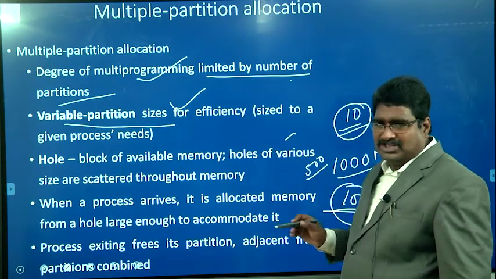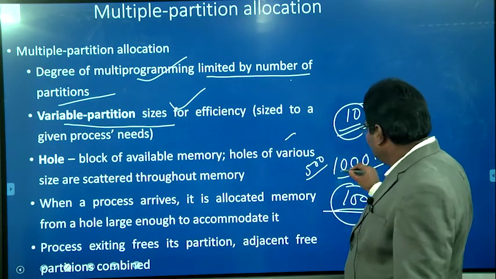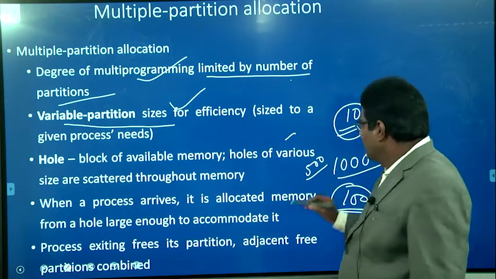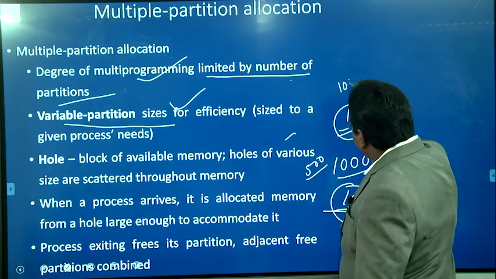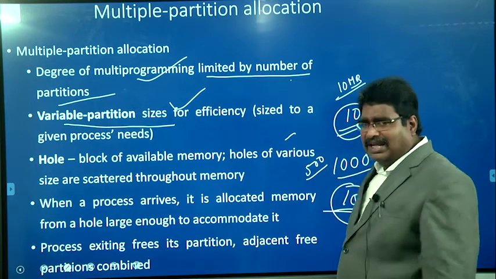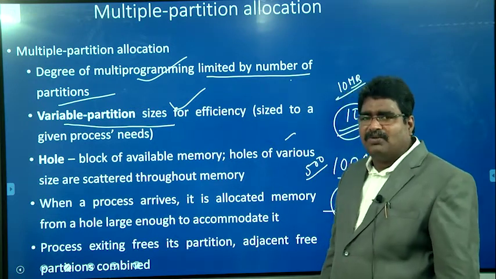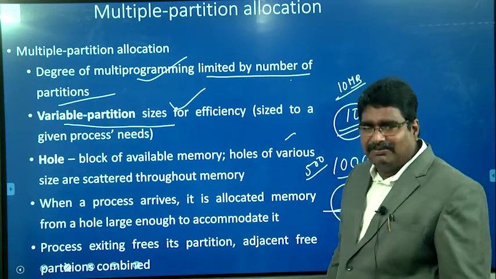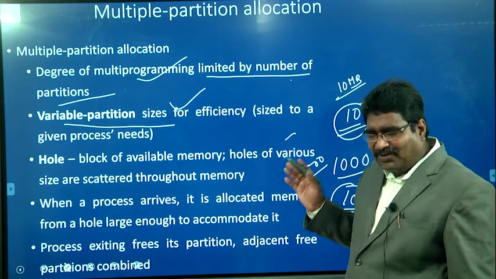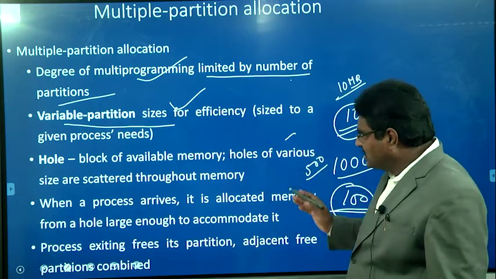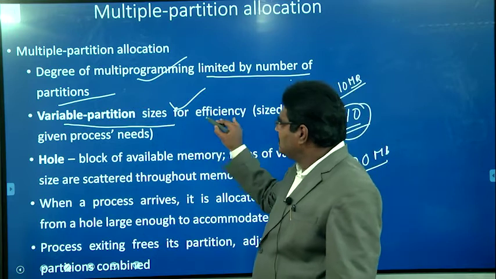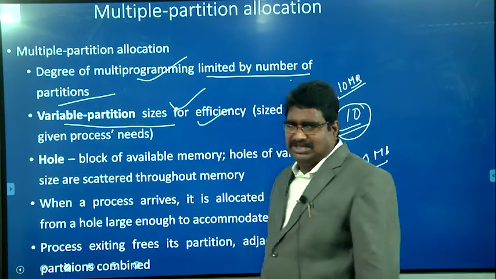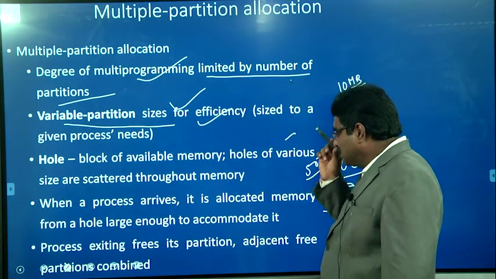Whenever we go for the fixed partition, we need to divide into only two partitions. For example, a user wants to run a process whose size is 10 MB. Then they are allocated the 500 MB partition, and 490 MB is wasted. To overcome that, and for better, effective utilization of the user space, variable partition size gives efficient utilization of the memory space.